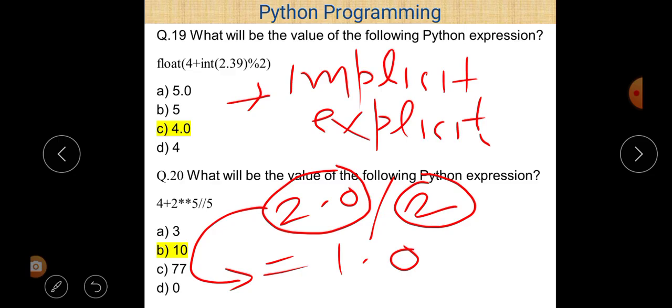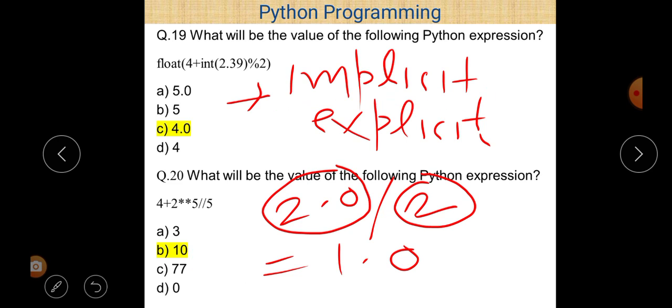Python converts the int into a float value, so our answer is 1.0. So lower to higher conversion always happens. That is the example of implicit type conversion. The lower data type is always converted to the higher data type by the Python interpreter itself when no data type is mentioned. That is called implicit type conversion.